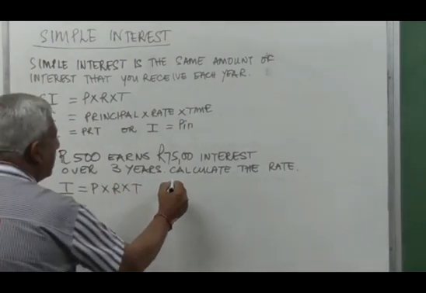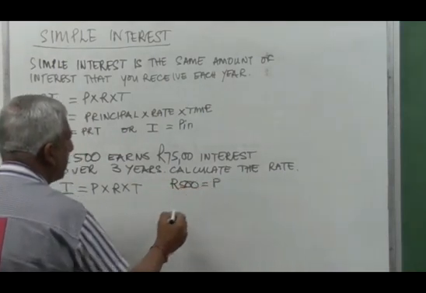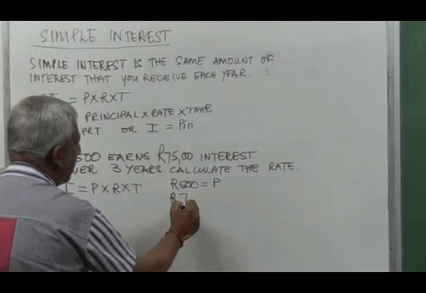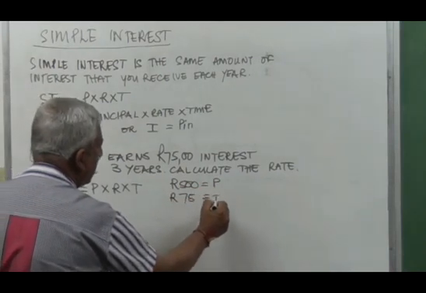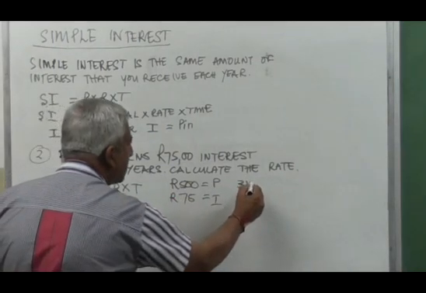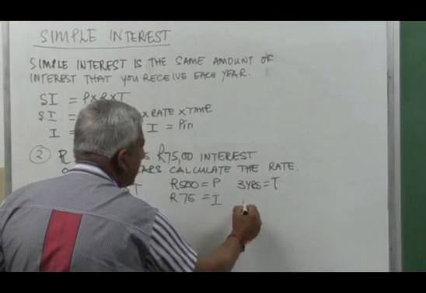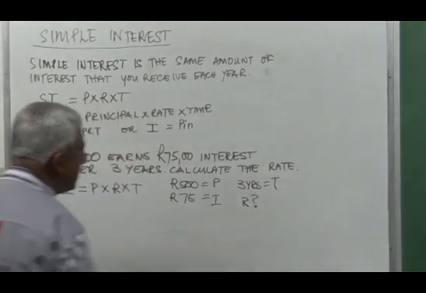What is the 500? The 500 is actually the principal. What is the 75 Rand? The 75 Rand is actually the interest. And 3 years is actually the time. So what we don't have is the rate. We don't have the rate.